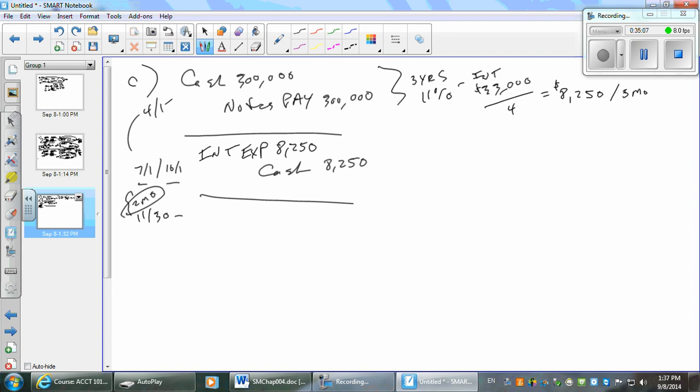Everybody agree? You ever borrow any money? Every day that goes by, you owe more because you have expense, right? You have more interest payable then, don't you? Because we're not going to pay this one. So how would you increase expenses? Still, debit interest expense. So here's our adjusting journal entry.